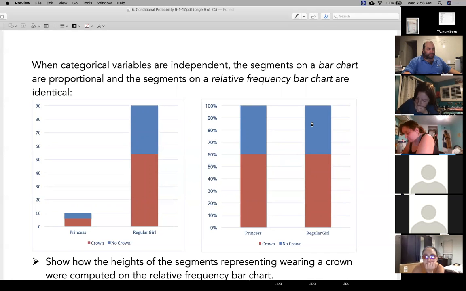Make sense? Okay. What's the name of that bar chart again? On the left is a frequency bar chart, and on the right is a relative frequency bar chart. For a frequency bar chart, the percentages are the same. And for a relative frequency bar chart, they're identical because it's actually giving us percentages. 60% red or crown, 40% not. Okay?